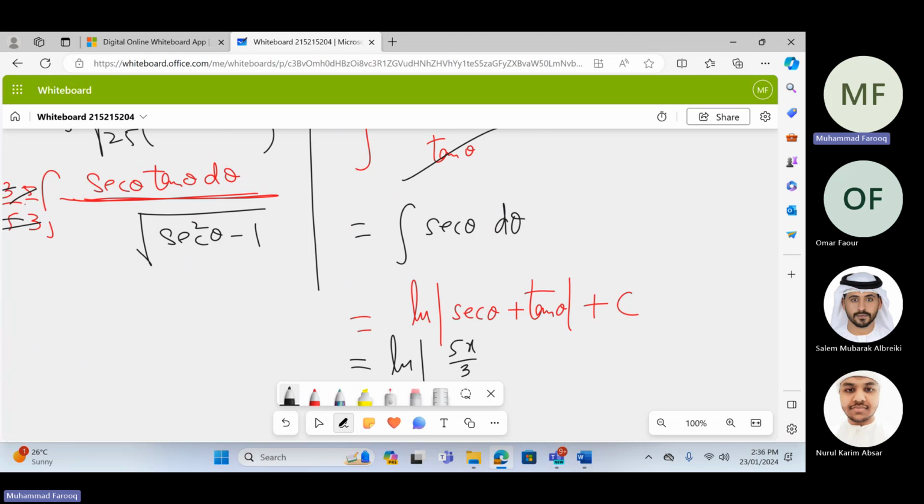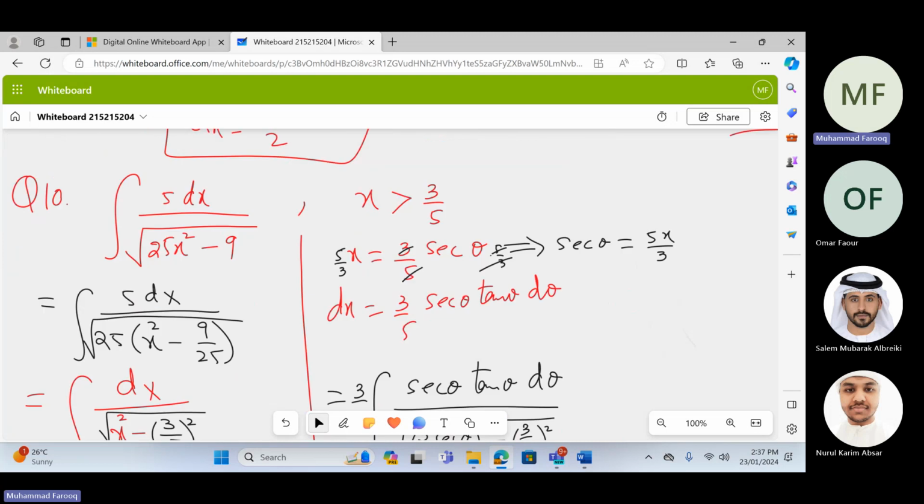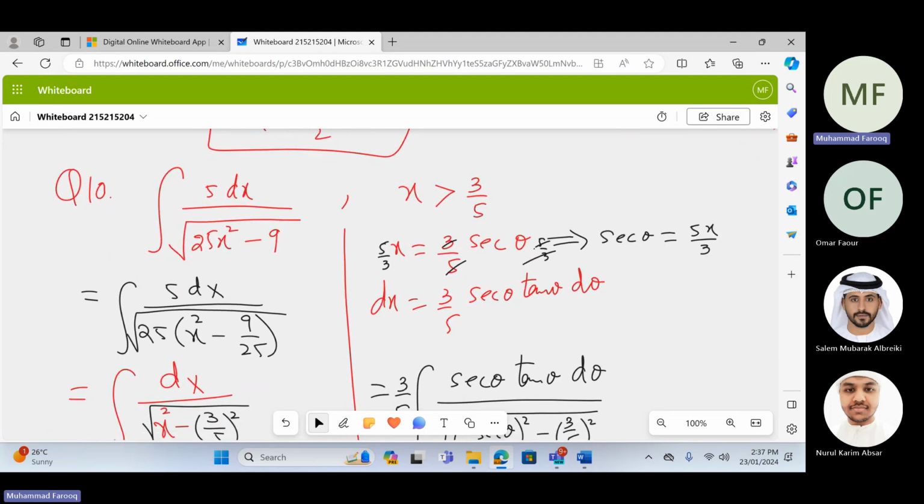So you cannot stop only here. Plus, okay, now I need tangent theta. So please let me know how I answer tan theta. The relationship between secant and tan: secant square theta minus 1. Okay, any other answer, please? How do we get tan theta now? I need tan theta value, please. Secant theta value 5x by 3, I got from here.